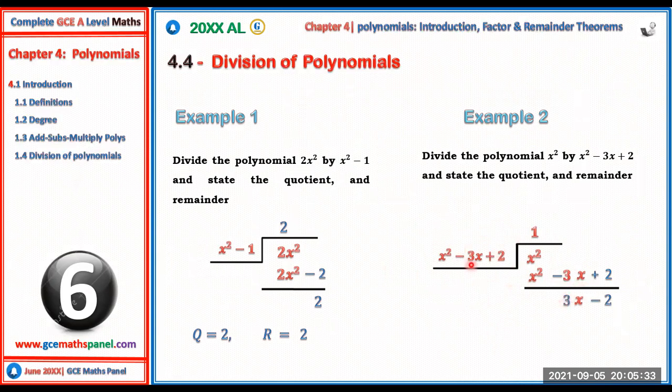Now this degree is less than this degree here. The degree of the remainder is less than that of the divisor, so we don't have to continue. So here, our quotient Q of x is 1, and our remainder R of x is 3x minus 2. That is the remainder.